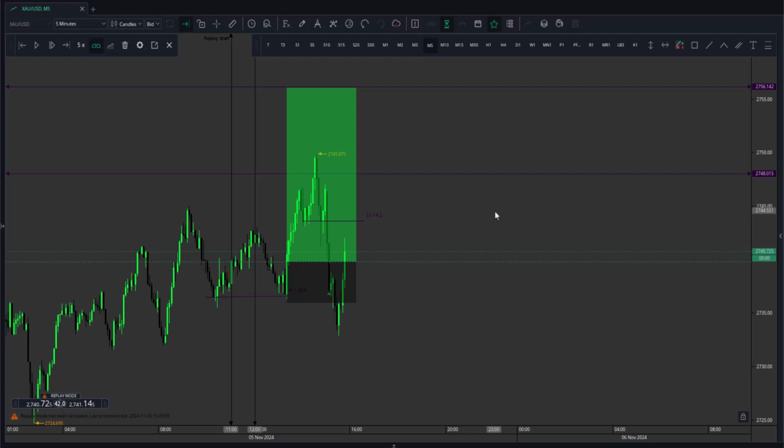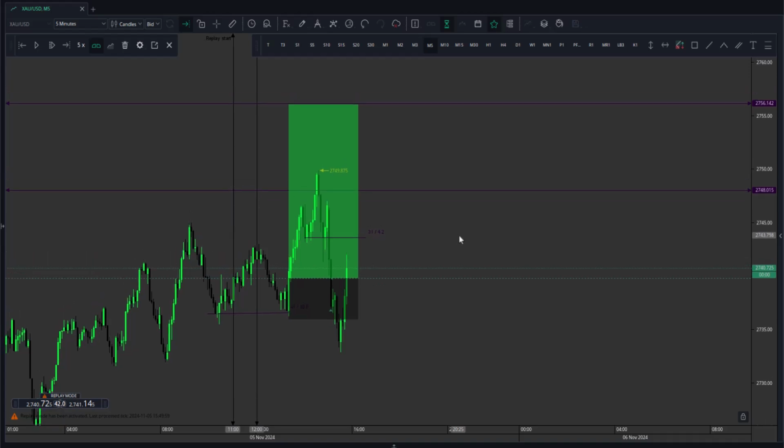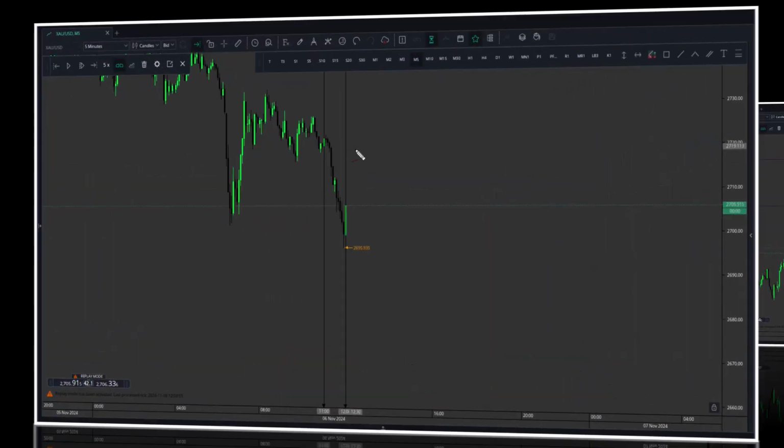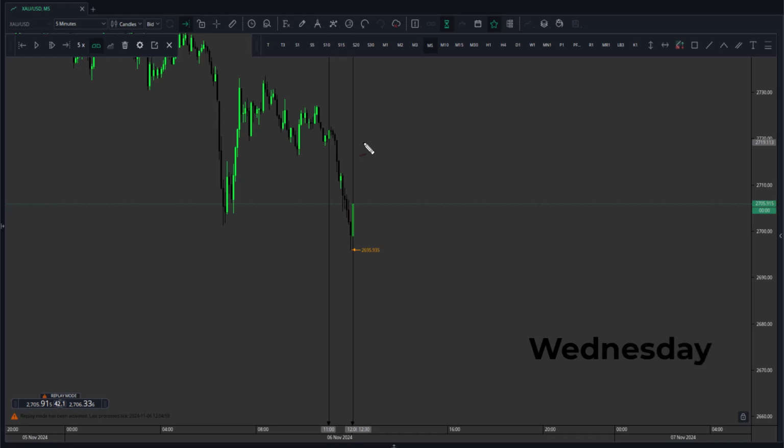And was it Wednesday or Thursday? That was very hard too. It seems it was on Wednesday or Thursday. I don't actually know. It seems it was on Thursday, right? But let's look at Wednesday and see what actually happened. So on Wednesday, as you already know, we're in a very nice downtrend, right?